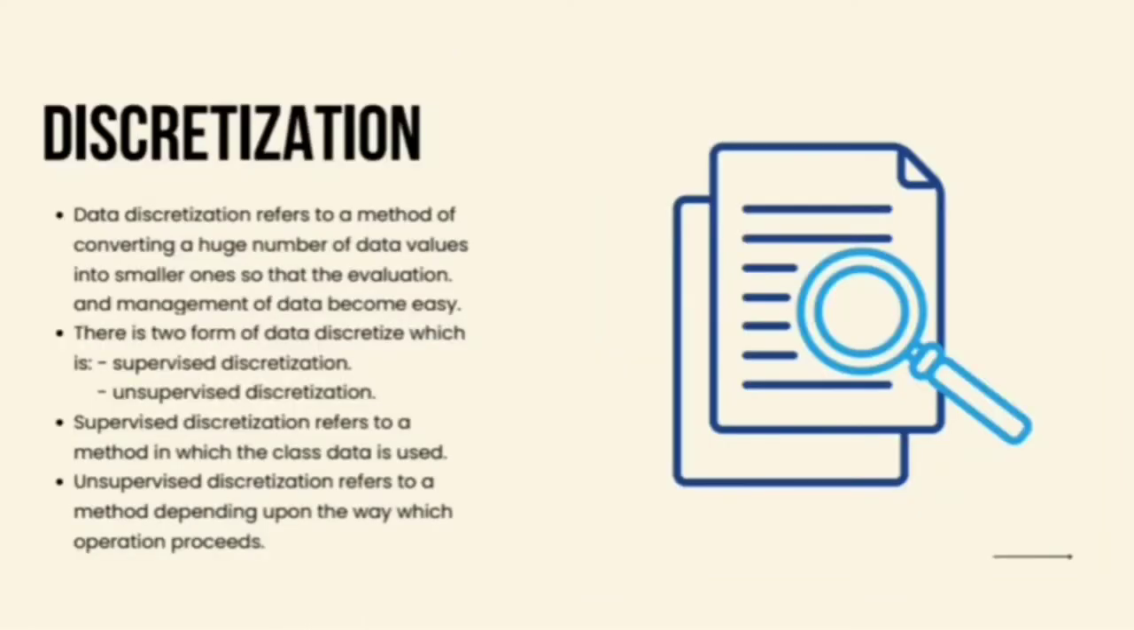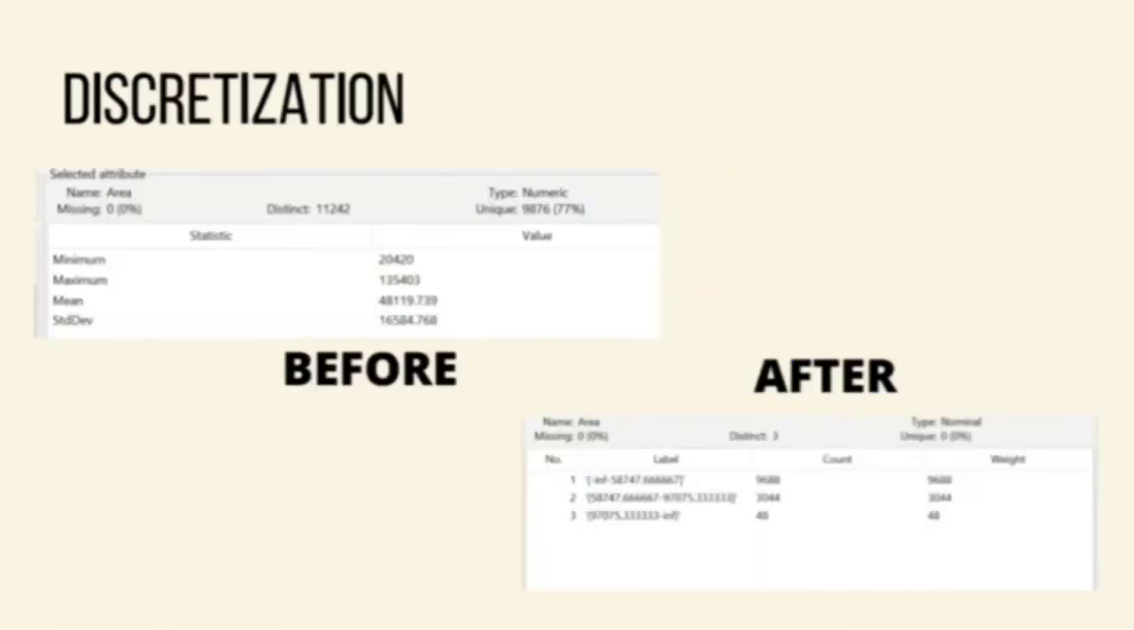Discretization. Data discretization refers to a method of converting a huge number of data values into smaller ones so that the evaluation and management of data become easy. There are two forms of data discretization: supervised discretization and unsupervised discretization. Supervised discretization refers to a method in which the class data is used, and unsupervised discretization refers to a method depending upon the way the operation proceeds. In this slide, we can see the data before discretization and after discretization.